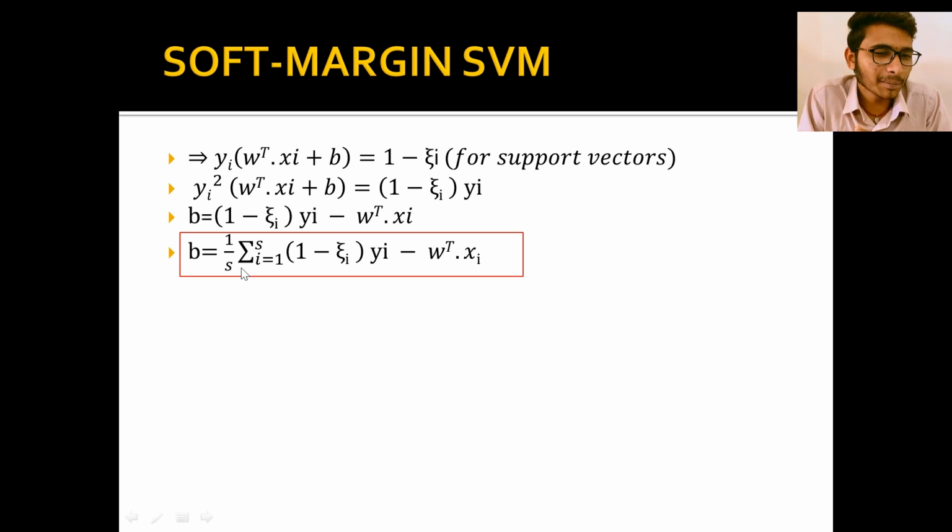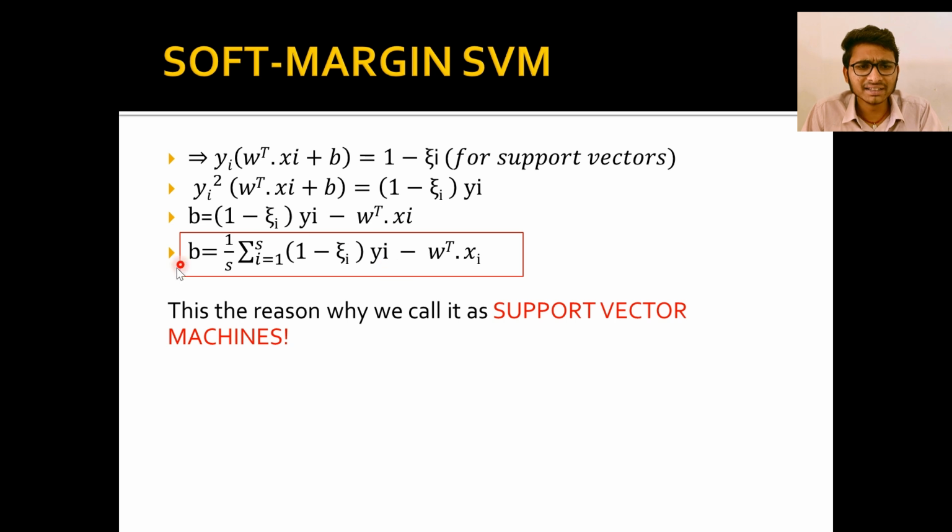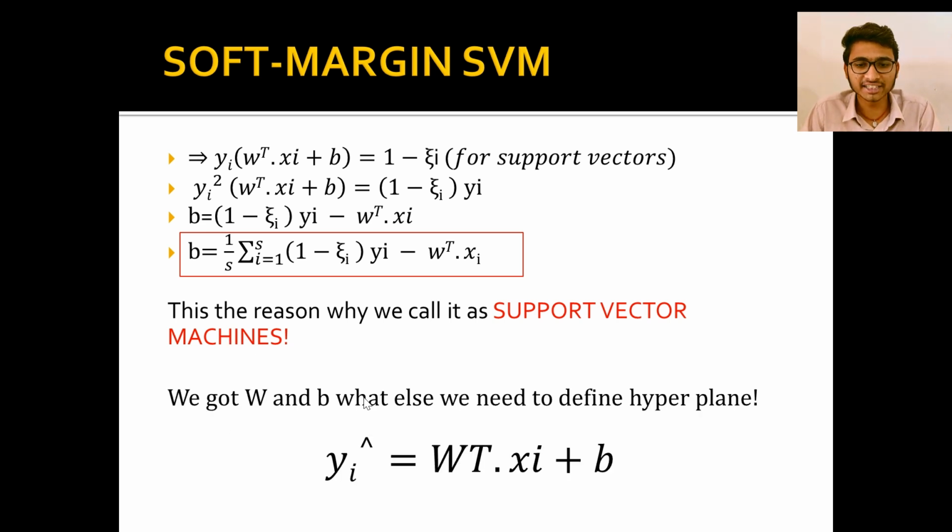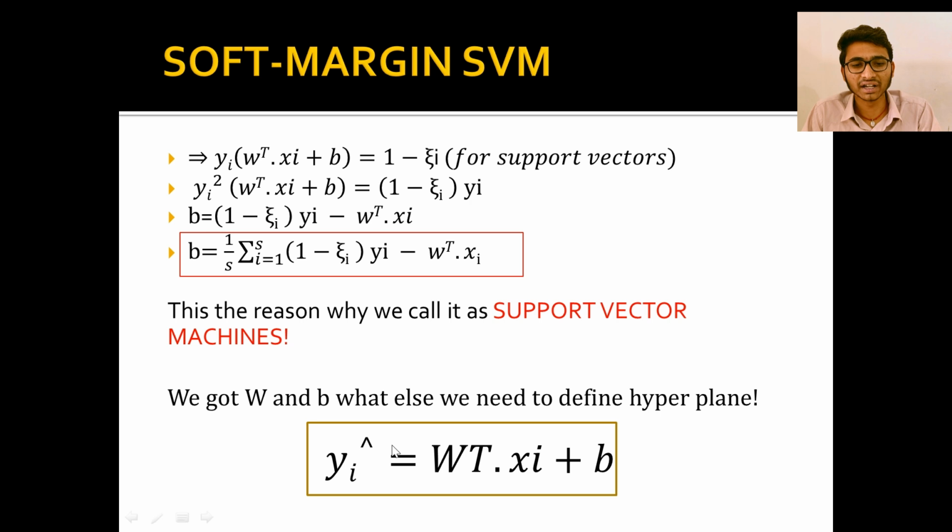And how will we know the support vectors? How does the computer know which points are support vectors? Before, we found one result when we found Lagrange multipliers: for support vectors, Lagrange multipliers are positive. By that, we compute B. This is the reason why support vector machines are named as such. Support vectors are very crucial to define your hyperplane. You got W and you got B. What else do you need? You need nothing.